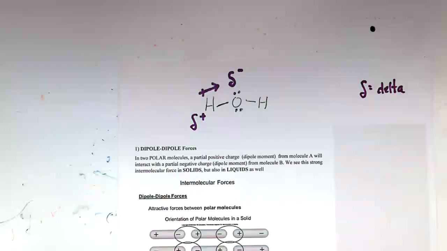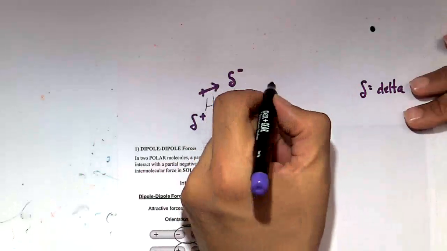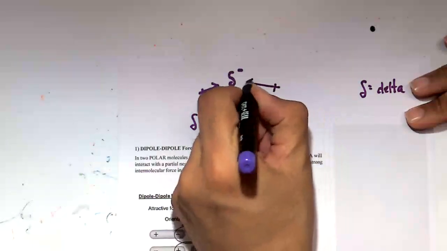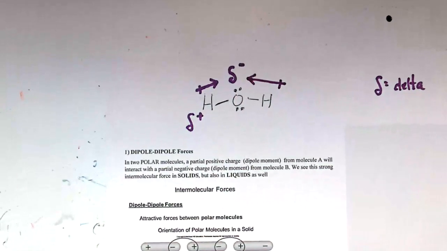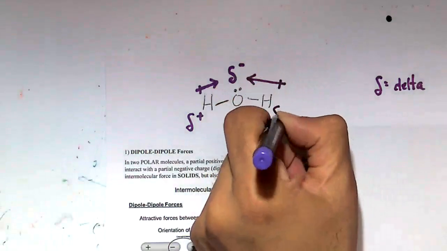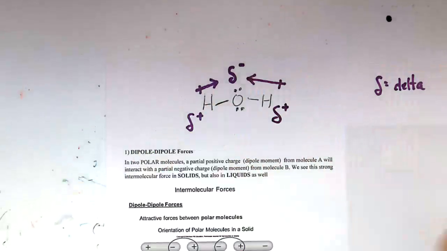Same thing on this end. What is that oxygen doing? It's pulling on that electron density. That makes that partial negative. What will this hydrogen at the end be? Partial positive. Okay, what can a partial positive do?